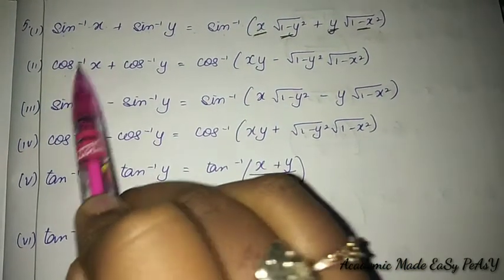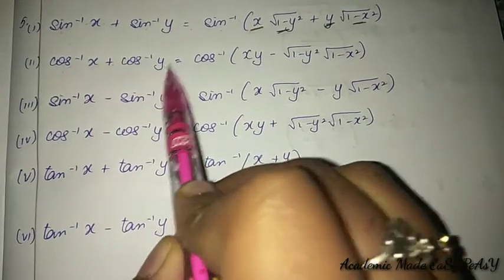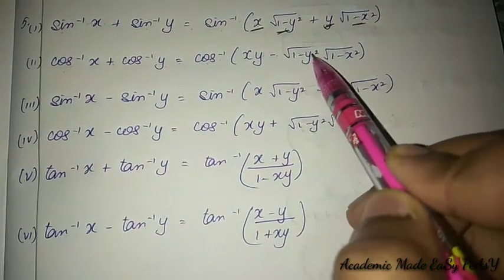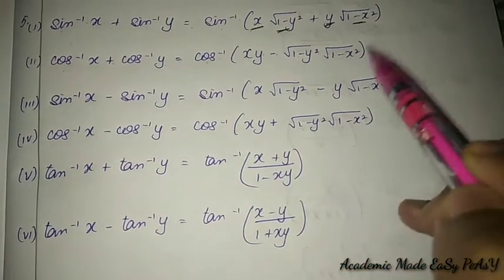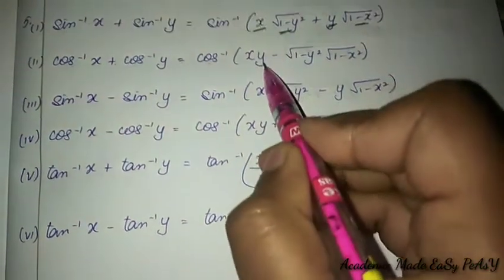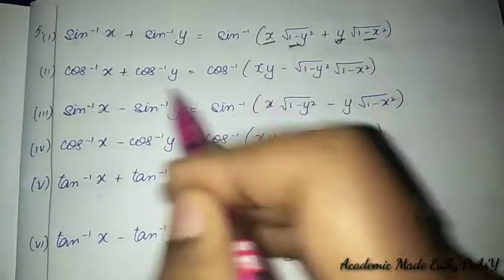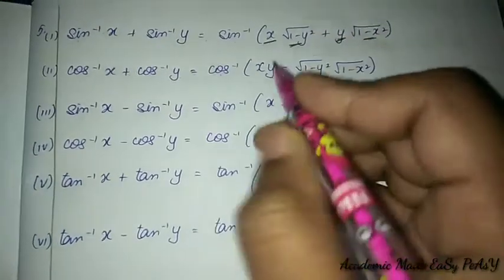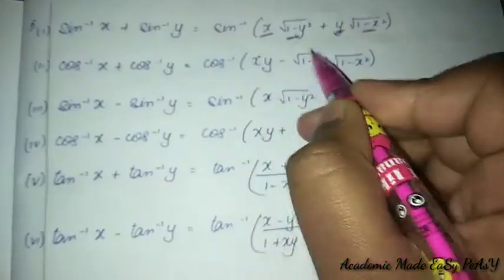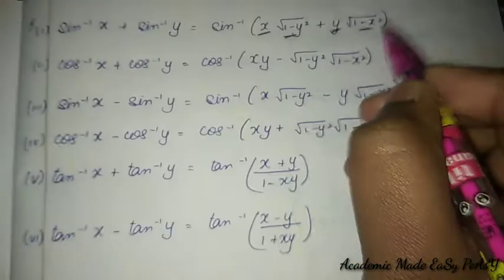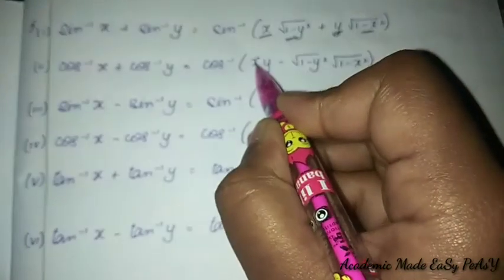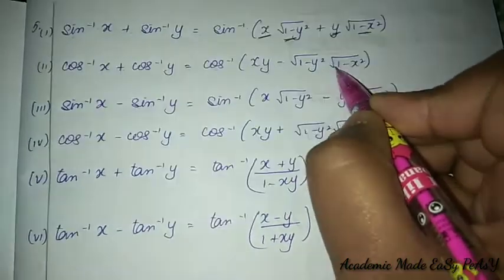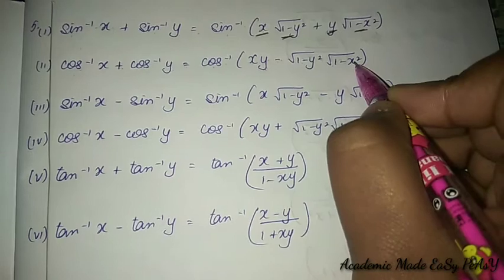So next is cos inverse x plus cos inverse y is equal to cos inverse of xy minus root of 1 minus y square into root of 1 minus x square. So this also is similar. If plus is on the left, minus will be on the right hand side. So cos x cos y minus sin x sin y. Just similar, so that is why we have written x into y minus root of 1 minus y square into root of 1 minus x square.